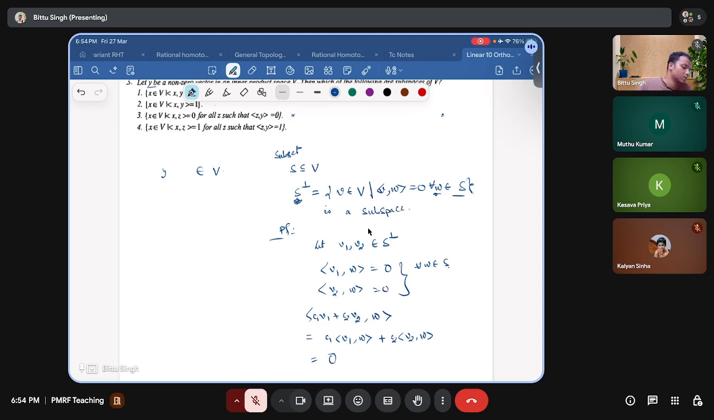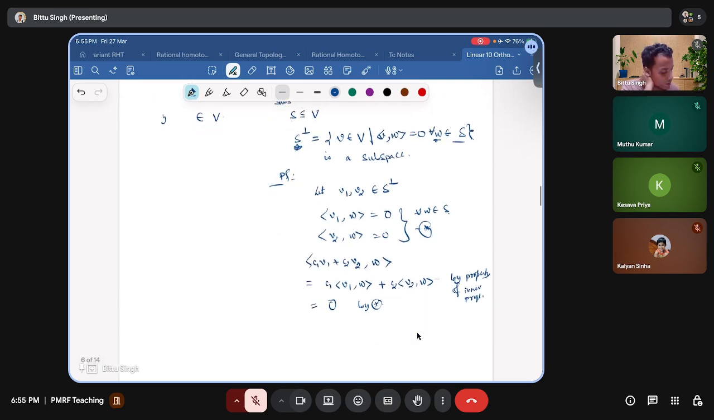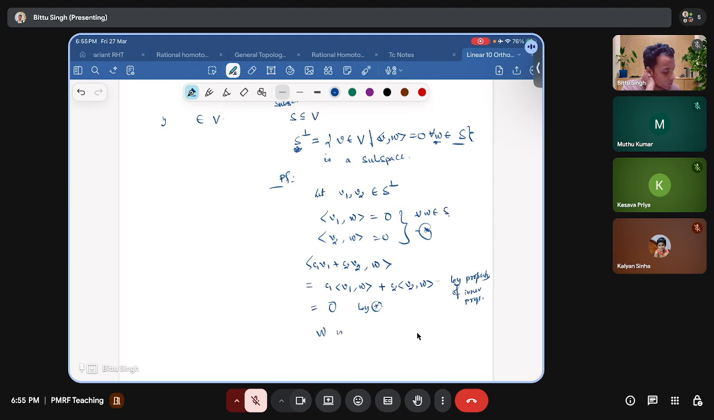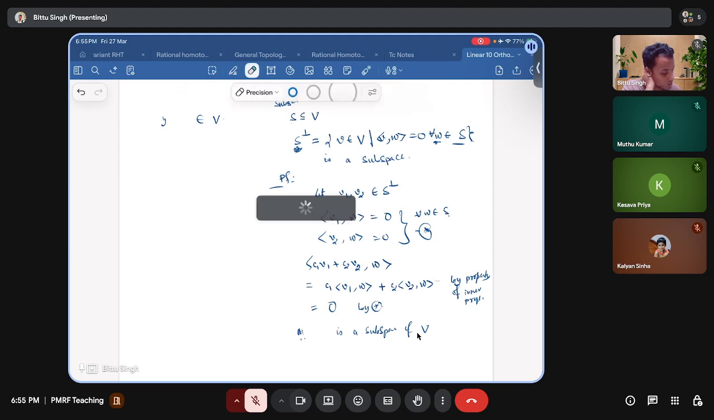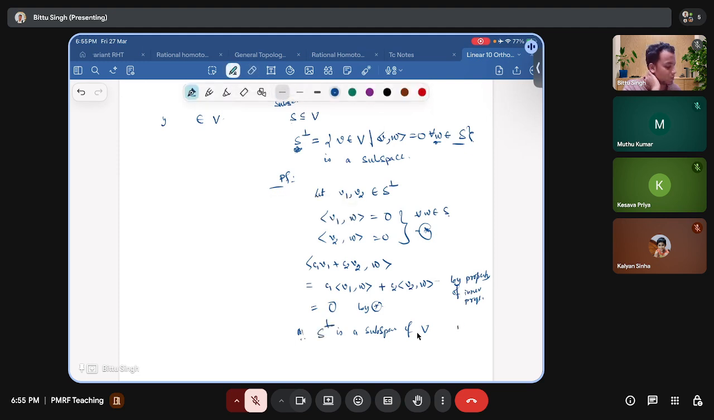Therefore, those two are 0 using star. By star, we are getting that this is by property of inner product. So from here, you have proved that S perp is a subspace of W. Sorry, not W, S perp is a subspace of V.